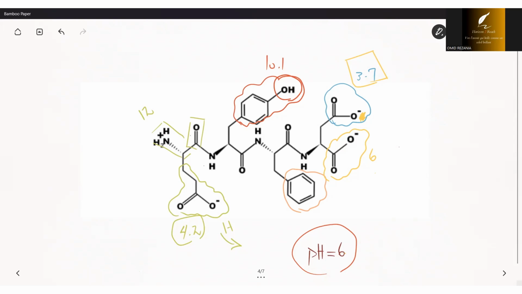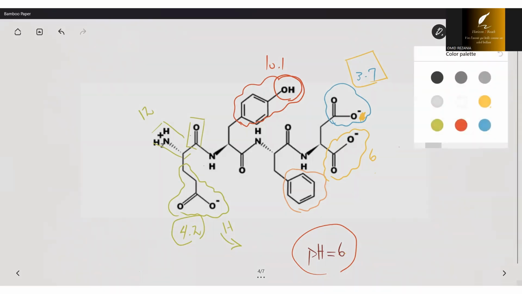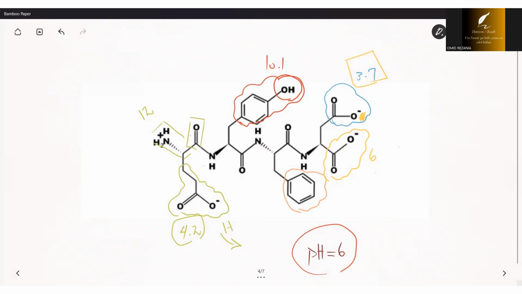Good one. Now, the final point. You see, the peptide that we have now has some charges on it. Let's see how much charge we have. Guys, let's see the effective charge on this short peptide.